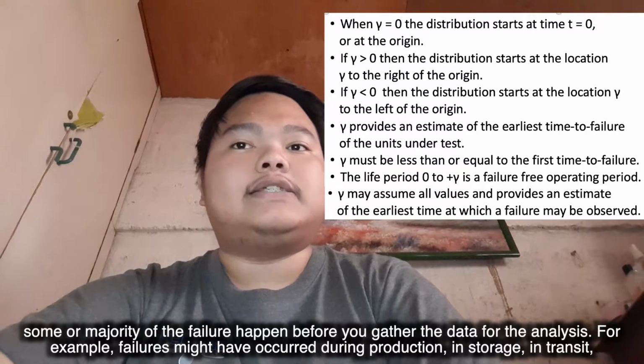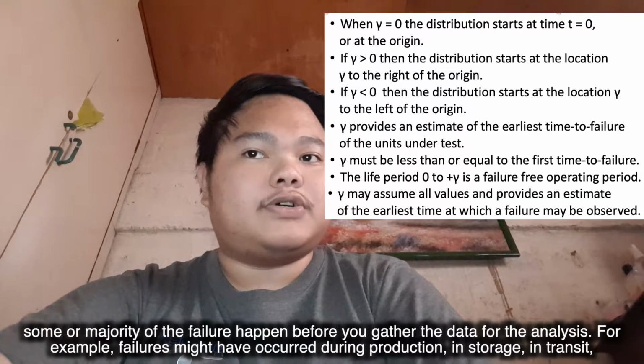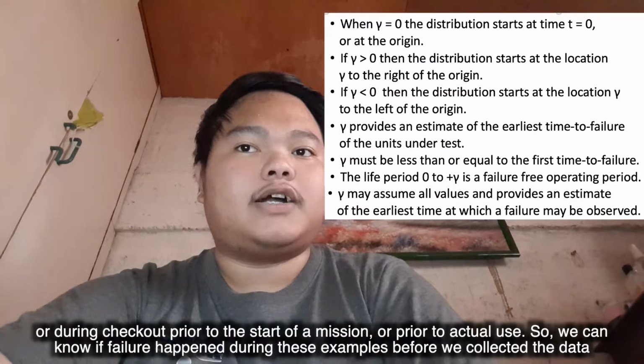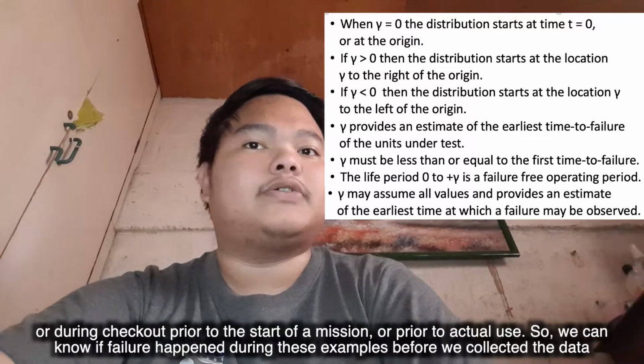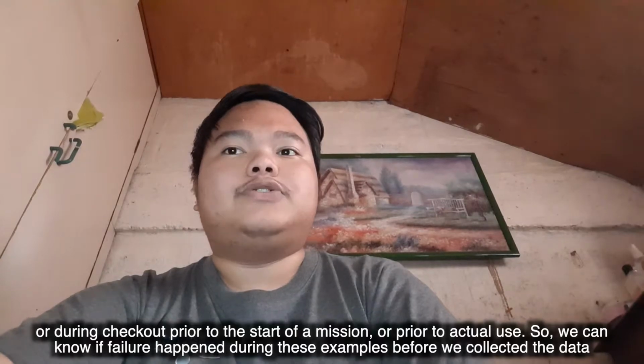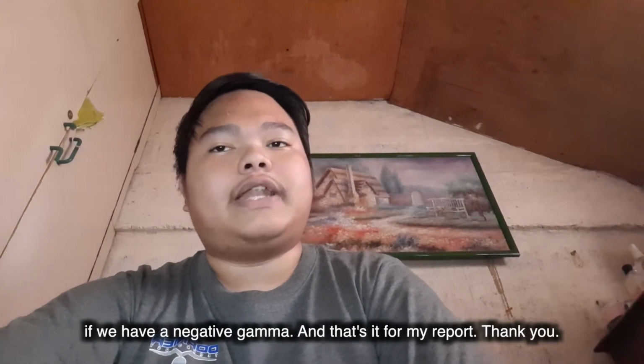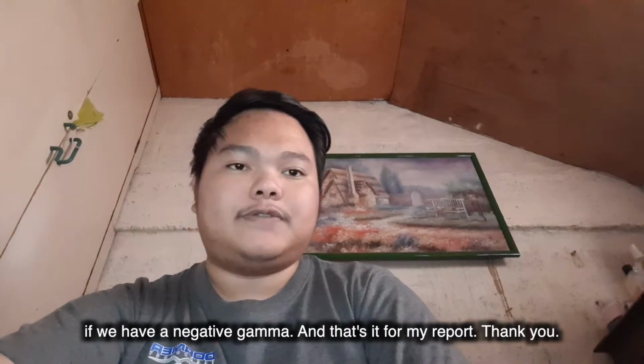For example, failures might have occurred during production, in storage, in transit, or during checkout prior to the start of the mission or prior to actual use. So we can know that if failure happened during these examples, before we collected the data, we will have a negative gamma. And that's it for my report.